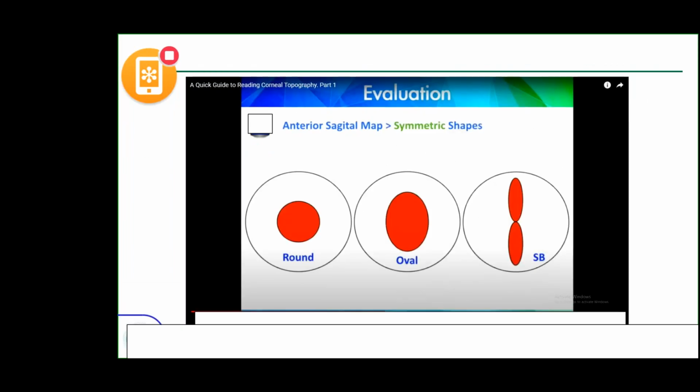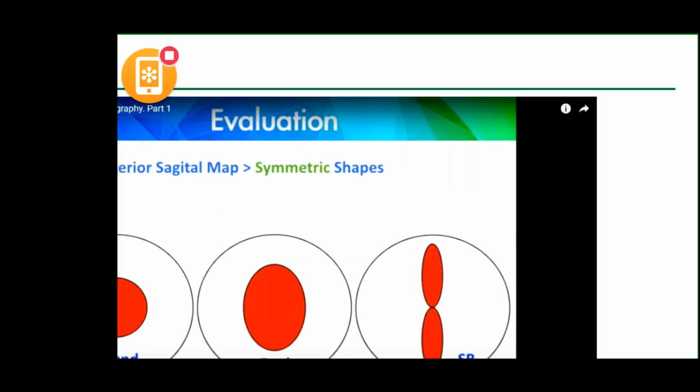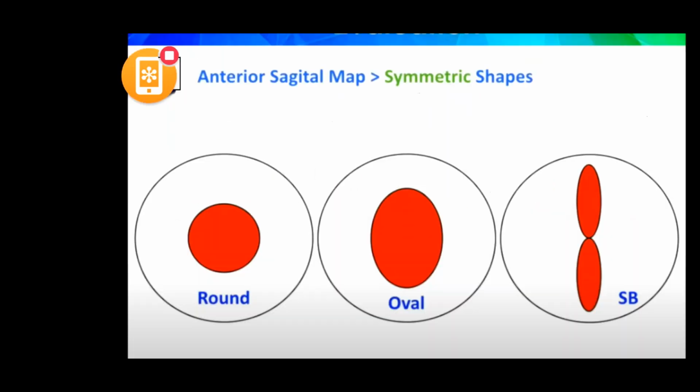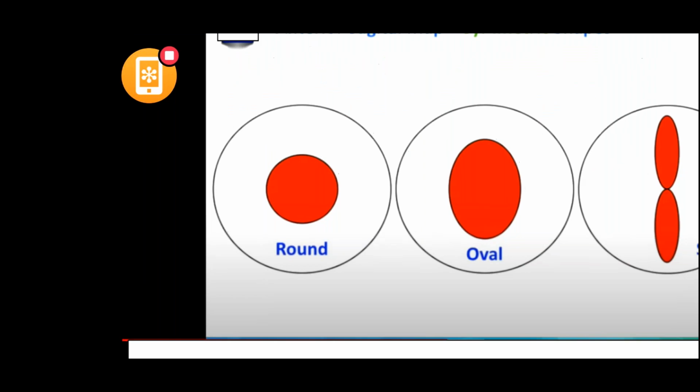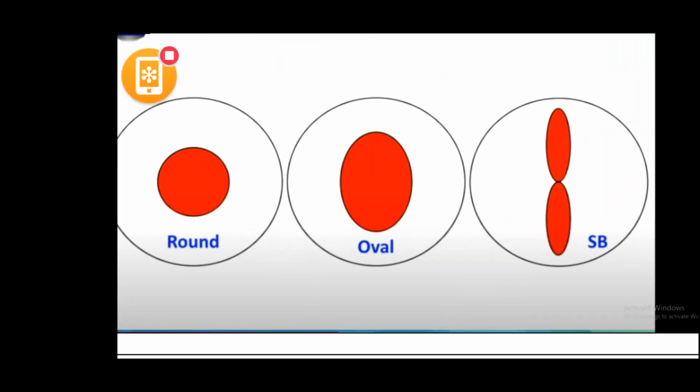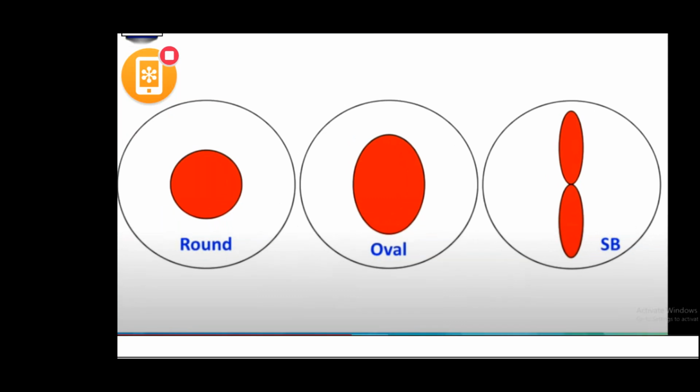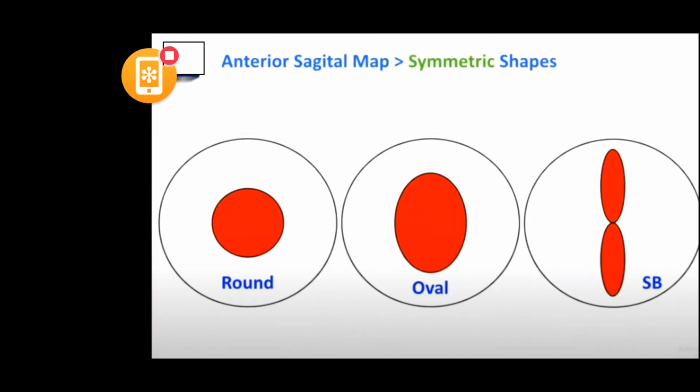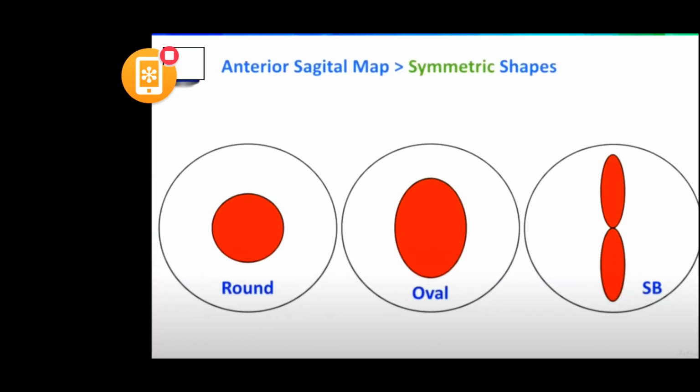See, these are the normal scans. A round scan in the center, an oval scan, and a symmetrical bow. These are normal scans, okay? But we're just looking at the shape of a scan. We're not talking about the steepness. So normally round, oval, and a symmetrical bow, these are normal shapes.